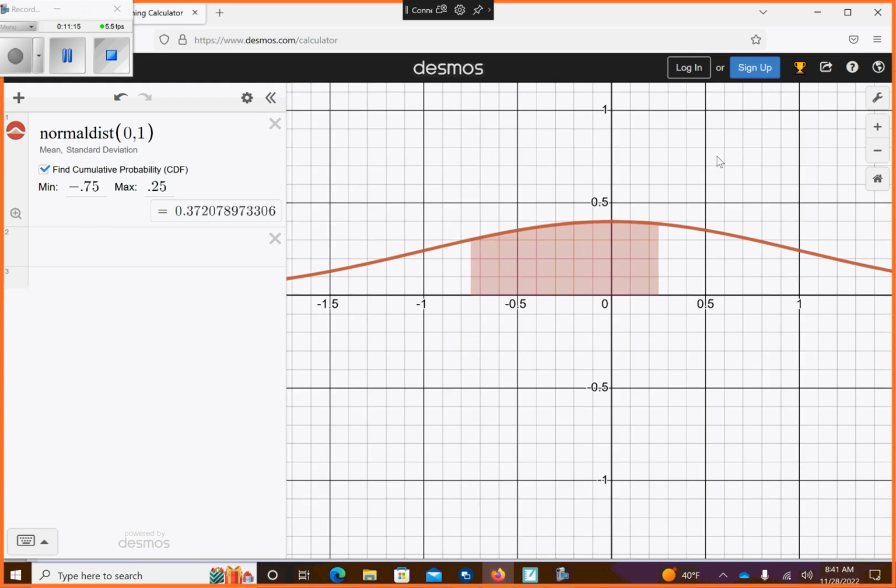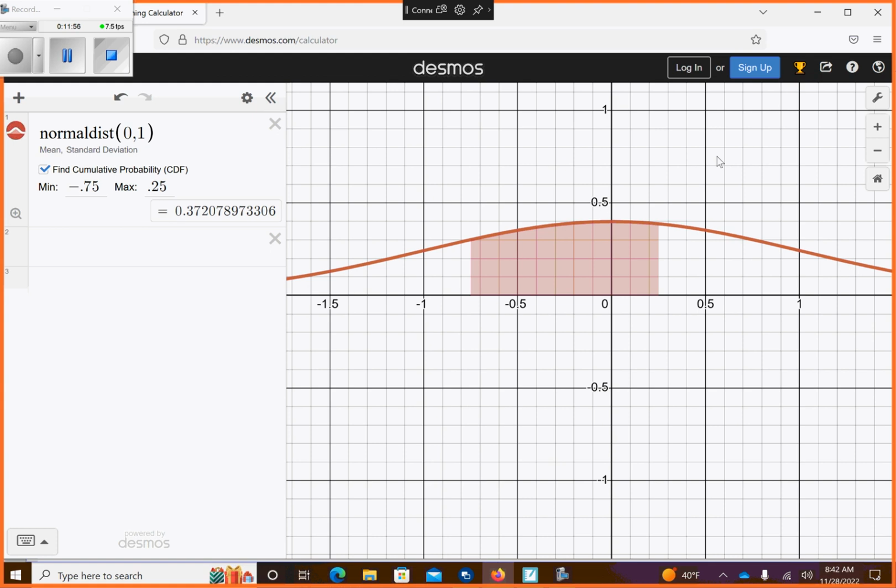So what this found us is, we're keeping our mean of 0, and we can change that mean to anything we want. If the problem says the average is 35, the standard deviation is 6, we change both of those. But then you go to find the cumulative probability. So we want our left bound to be a z-score of negative 0.75, which is to the left of the mean, and a maximum of 0.25, so it's to the right of the mean. The area that this encompasses is about 37% of the area. Sorry, I kind of goofed that up for a little bit.